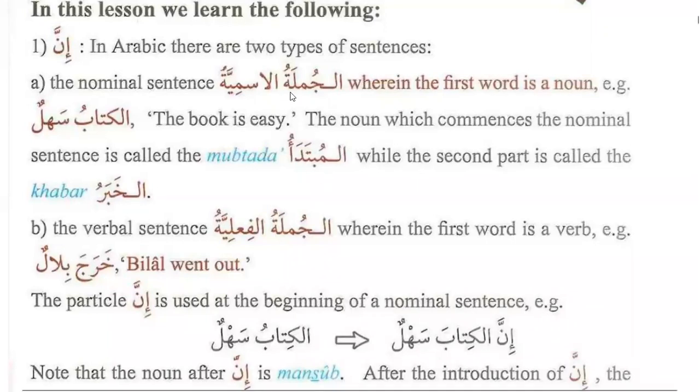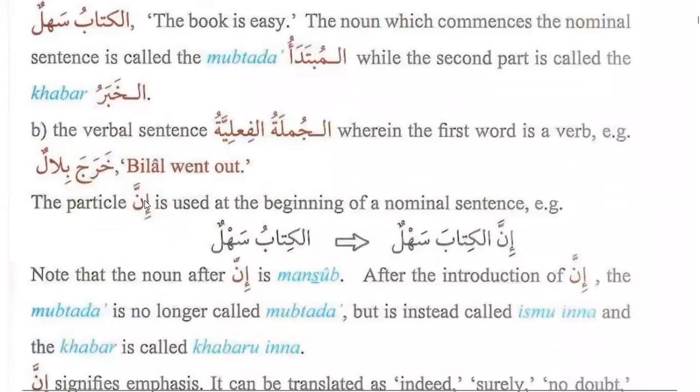So, Jumlatul Ismiyah has two parts. First part is called Mubtada, which means Subject, and second part is called Khabar, which is called Predicate. But in Jumlatul Failiyah, we also have two parts. First part is called Fail, and second part is called Maful. And it depends on the sentence also. In this sentence, we don't have any Maful. So we'll study this type in detail, inshallah, later.